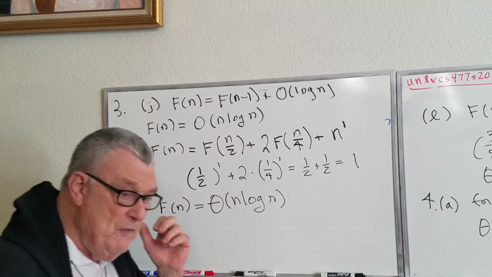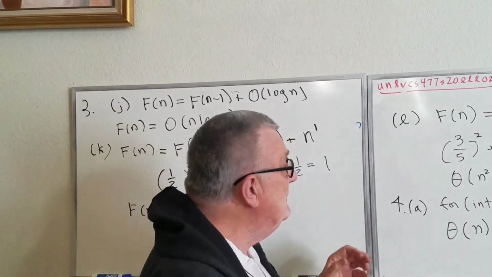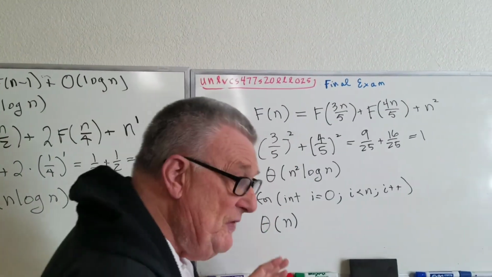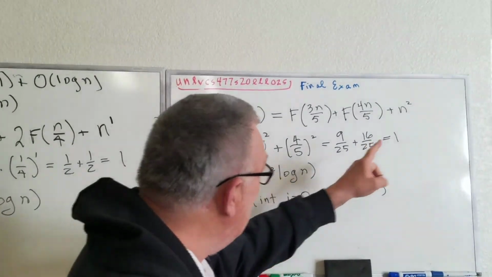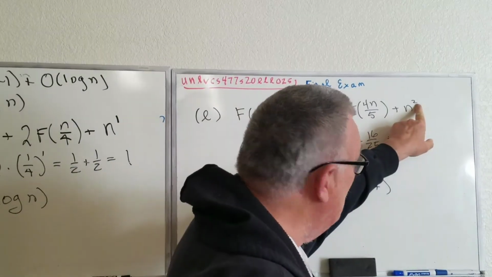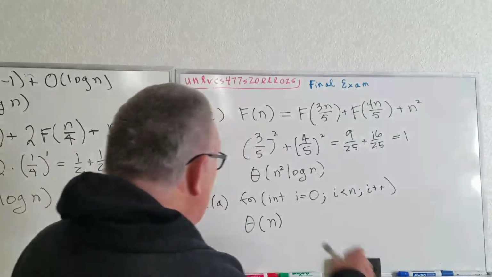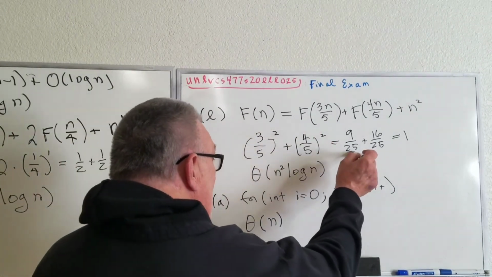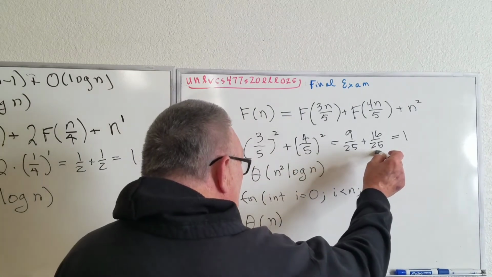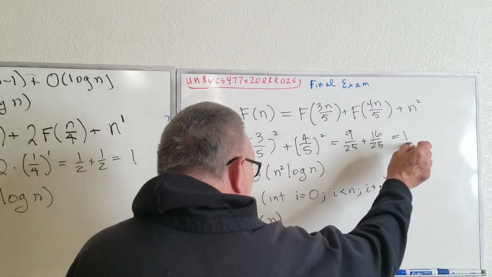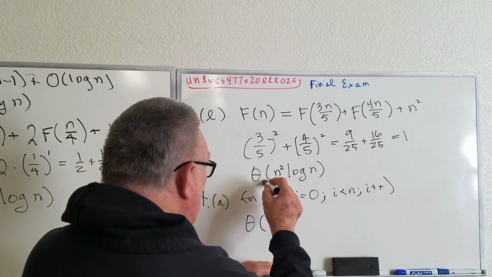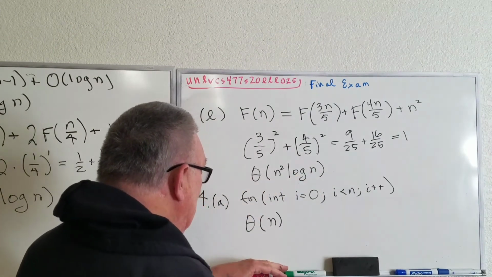All right, now we'll go over to problem L. Here, we have 3/5 and 4/5. This is once again generalized master theorem. And we have c equals 2 here. So we take these two coefficients and square both of them. You get, of course, 9 plus 16 is 25. You get 1. So therefore, the logarithm is in the answer, so it's theta of n squared log n.